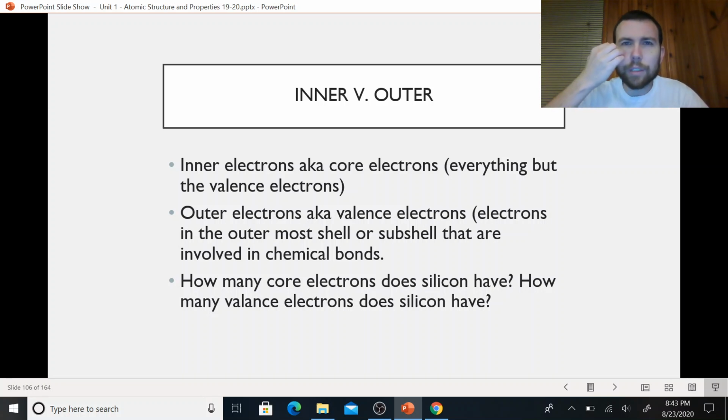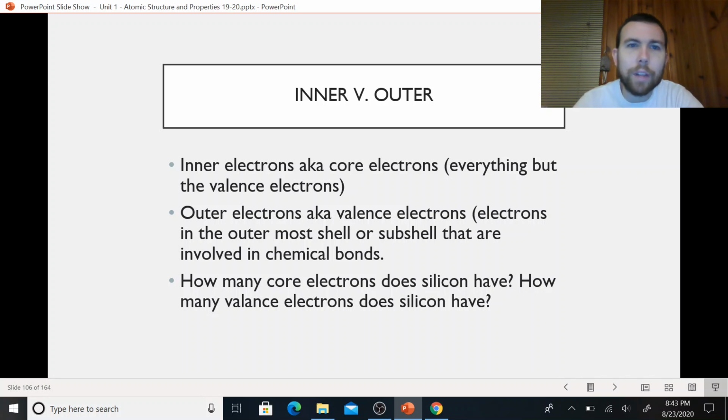As we begin to talk about Coulomb's law, I do want us to talk, very briefly, about the difference between inner electrons versus outer electrons within an atom. Our inner electrons are also referred to as our core electrons, and these are everything but the valence electrons. If you've forgotten what a valence electron is, it's an electron that's in the highest occupied energy level for that particular atom.